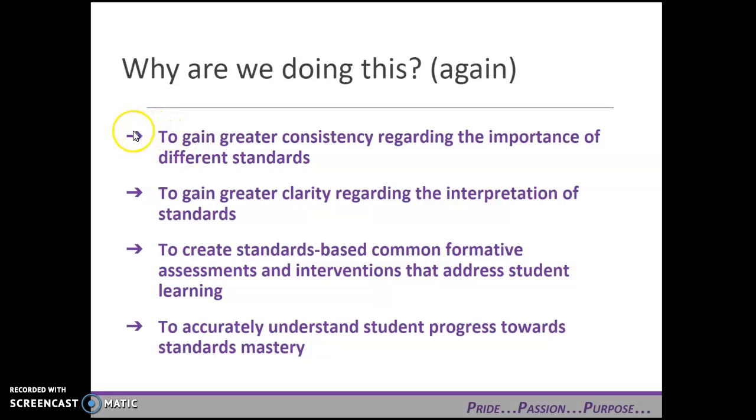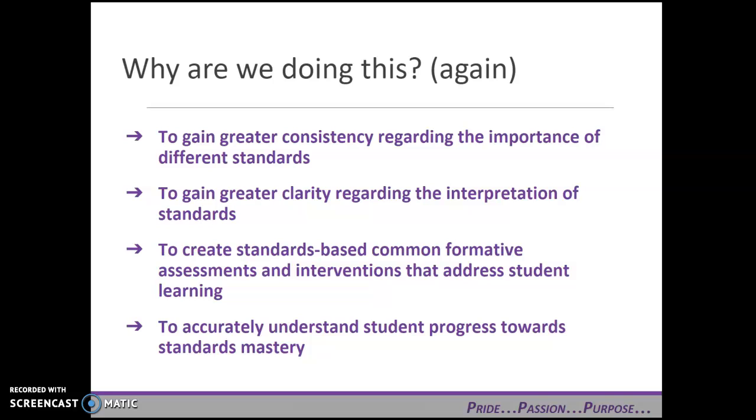If you look at the bullets on this particular slide, what are some reasons that we prioritize standards? To gain greater consistency regarding the importance of different standards, to gain greater clarity regarding the interpretation, to create standards-based common formative assessments and interventions that address student learning. We know that most departments have common summative assessments in place as directed by our county. Currently, in this new content collaboration team, we're asking you to also develop standard common formative assessments. So the first thing you need to do is figure out what standards should be on those common formatives.